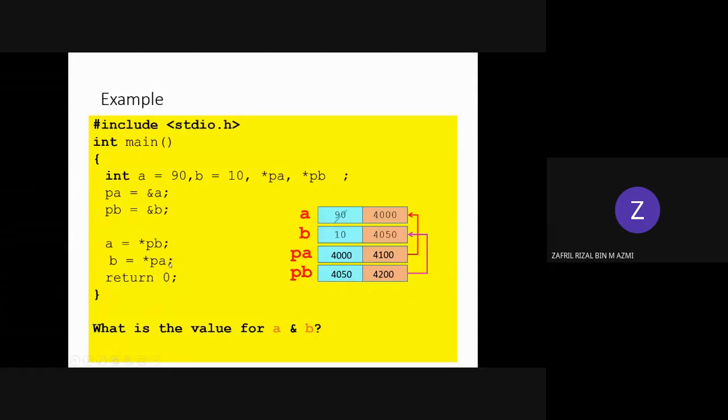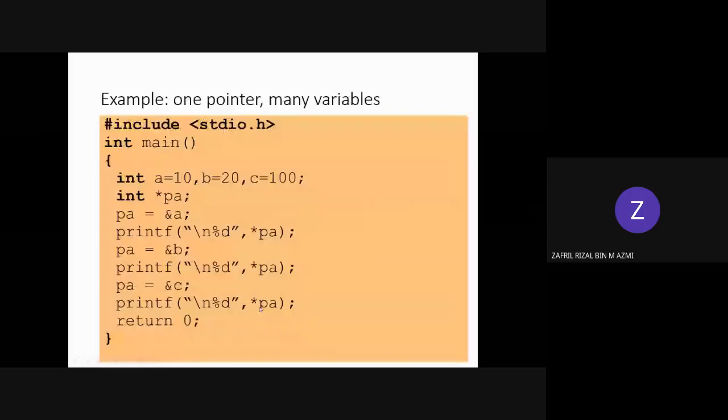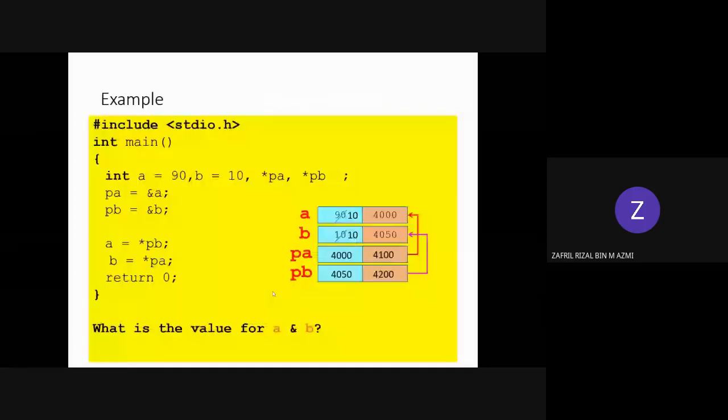Then over here we put A equal to star PB. PB is pointing to 10, so now we replace 90 with 10. A equal to star PB, B equal to star PA. This one is replaced with 10. Okay class, sorry, I also got confused. So the value is not 10 and 90. The value is 10 and 10. Why is it 10 and 10, class?